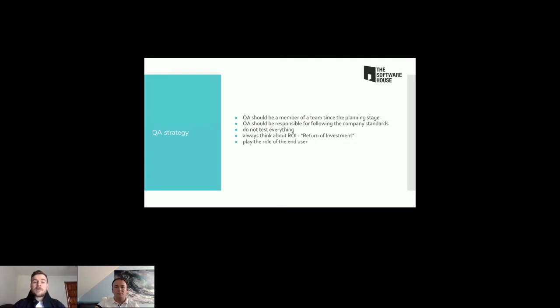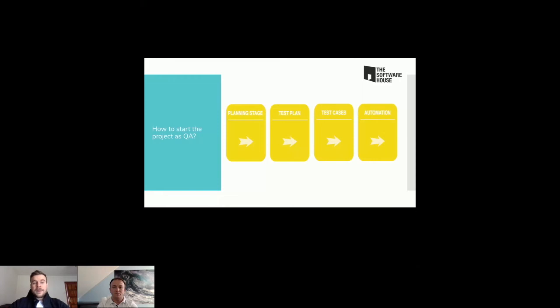It's also worth remembering that you can't test everything, and you should always keep in mind the term return of investment. And there is a good practice that people usually don't follow: put yourself in the role of the end user and then test the application this way. Let's show the basic flow, how it might look. Here we have a very high level diagram, just a general perspective.